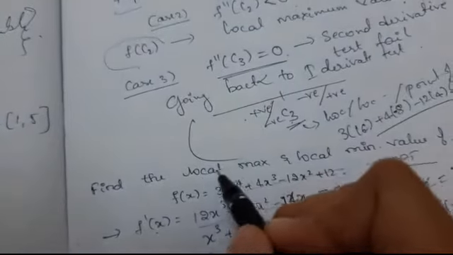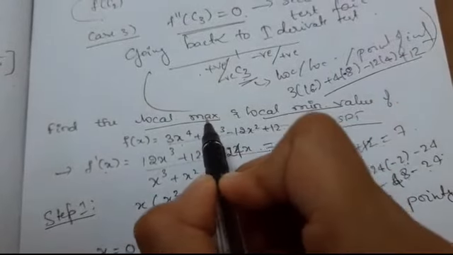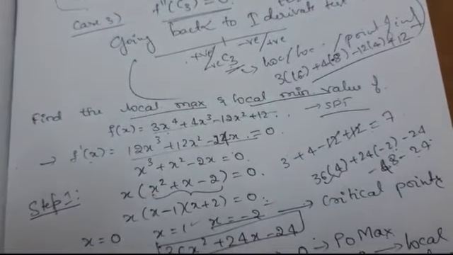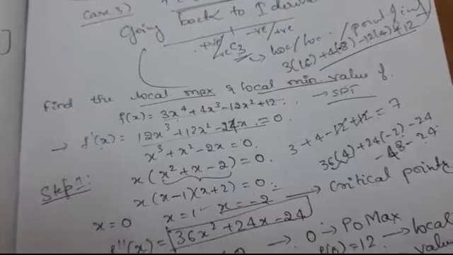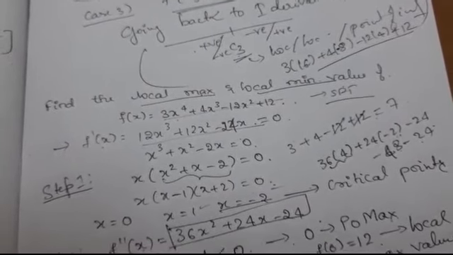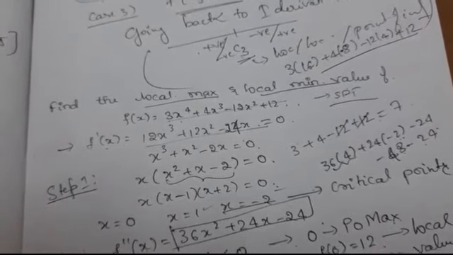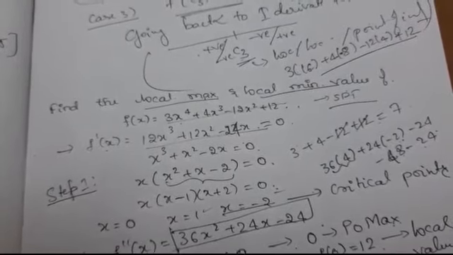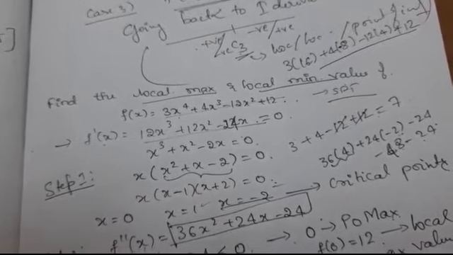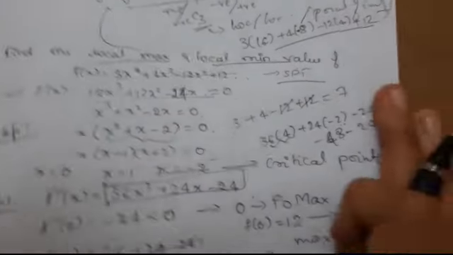So what was the question? Find the local maximum and local minimum value. They didn't ask what is local maxima or local minima. They asked for the local maximum value and local minimum value. So I'm telling you once again, guys, please make a note and completely understand what is local maxima, what is local maximum value, what is local minima and what is local minimum value.